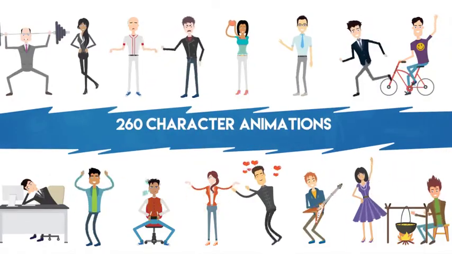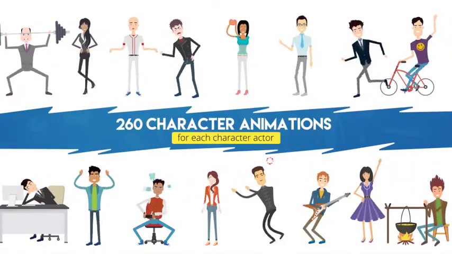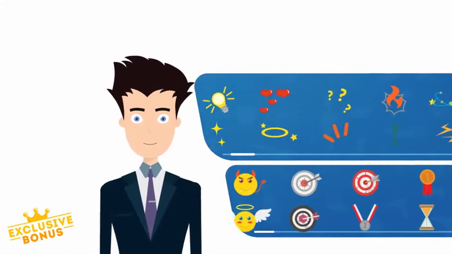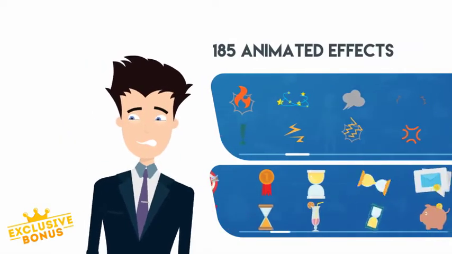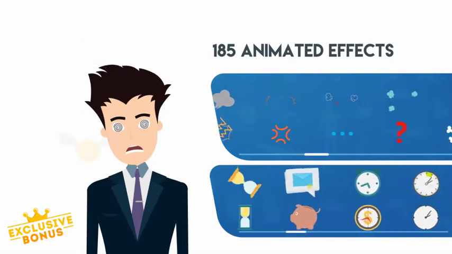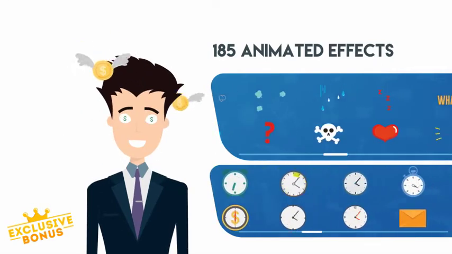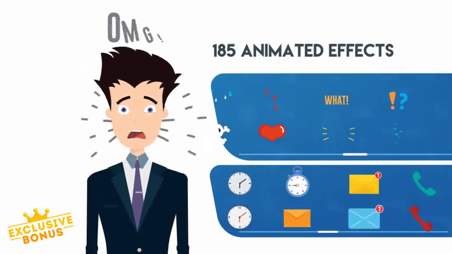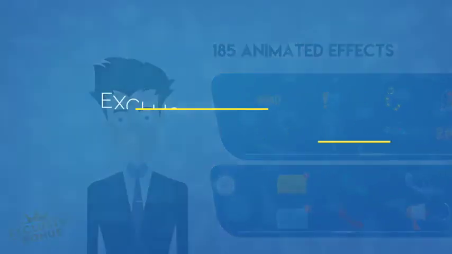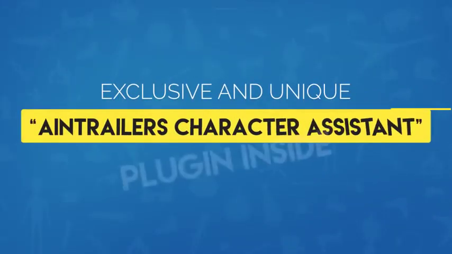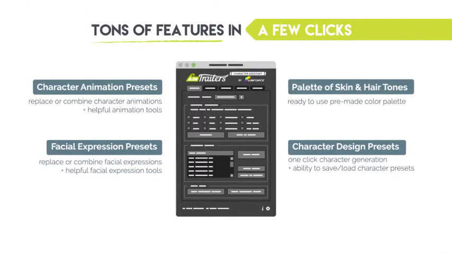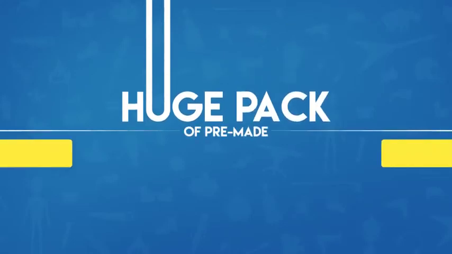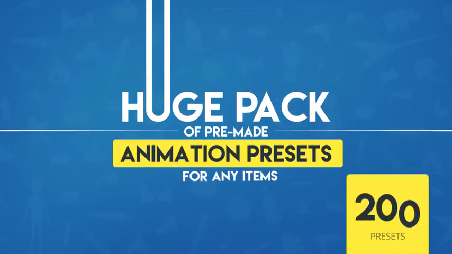260 character animations for each character actor. Plus, exclusive bonus, 185 animated effects. Exclusive and unique AIM Trailers Character Assistant plugin inside. Tons of features in a few clicks. Huge pack of pre-made animation presets for any items.